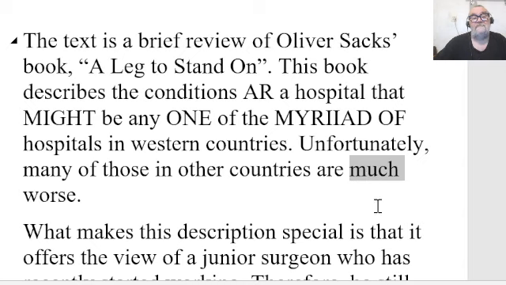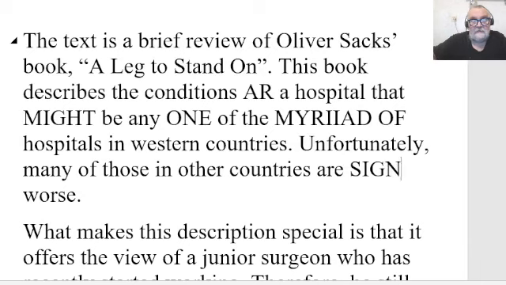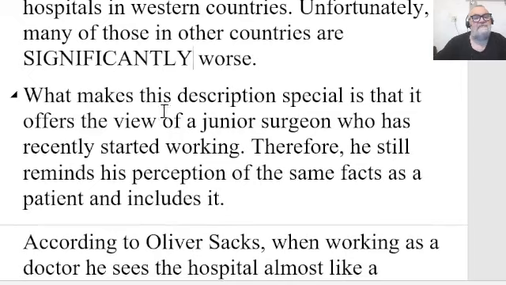Unfortunately, many of those in other countries are significantly worse. Let's make this just a bit more interesting. What makes this description special is that it offers the view of a junior surgeon who has recently started working. That's a nice sentence.